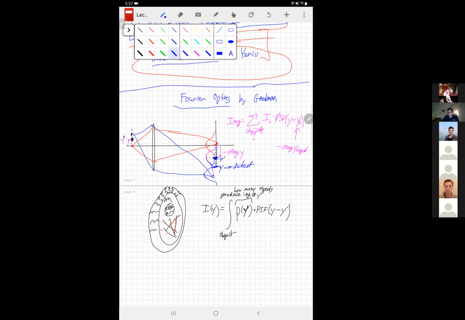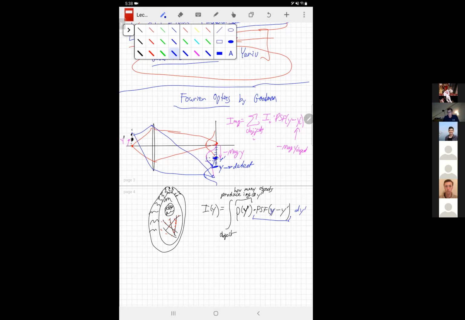How bright is that tail? How much light is making it into the tail? That depends on y minus y prime. If y is really close to y prime, so like I was actually right here, well, a lot of light. The PSF, point spread function, is pretty big. If I'm way down here in the tail, my point spread function is pretty small.